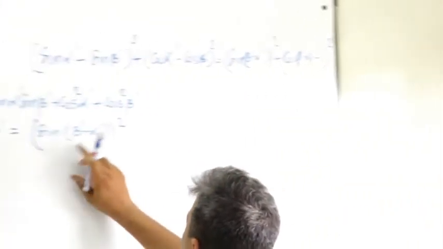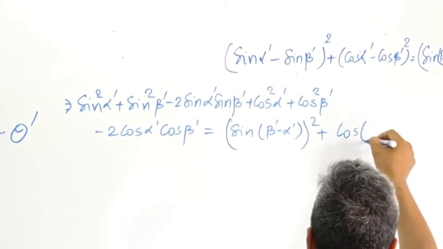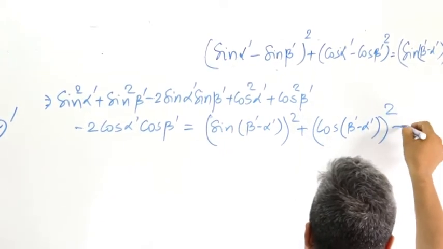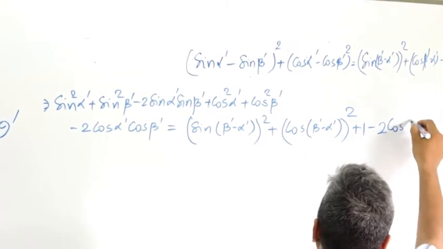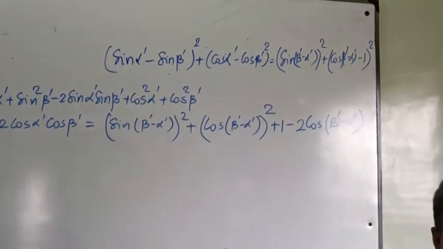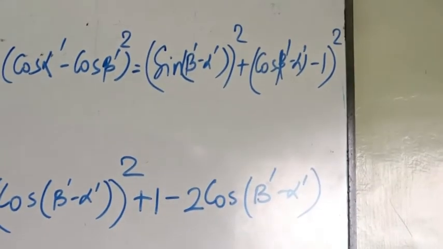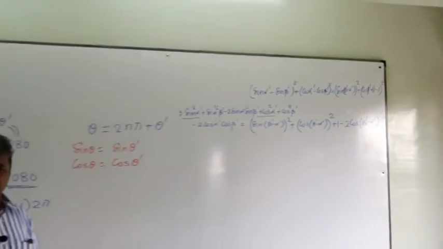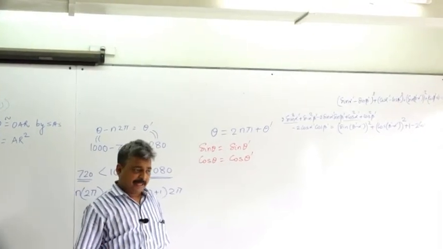Okay. Sin of beta dash minus alpha dash, bracket square, plus cos of beta dash minus alpha dash, bracket square, plus 1 minus 2 cos of beta dash minus alpha dash. Is that correct? Now sin square alpha dash plus cos square alpha dash is 1, we haven't checked it. If theta belongs to R, will these identities be true or not?